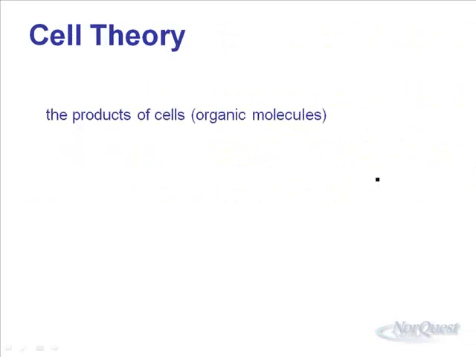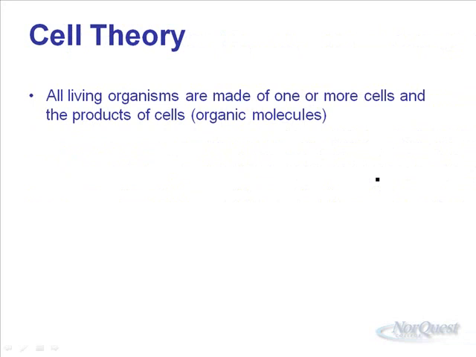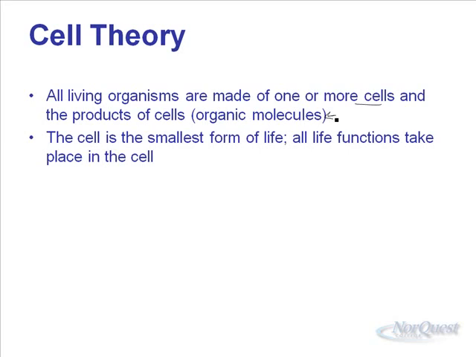So here are the basic tenets of cell theory. All living organisms are made of one or more cells, and they're produced by cells. And the products of cells, bad reading, but basically all living organisms are made up of cells and the things that cells make. That's a better way to say it. So organic molecules are the products of cells. The cell is the smallest form of life, so all of life's functions take place inside the cell.